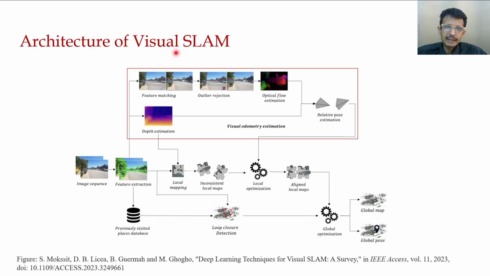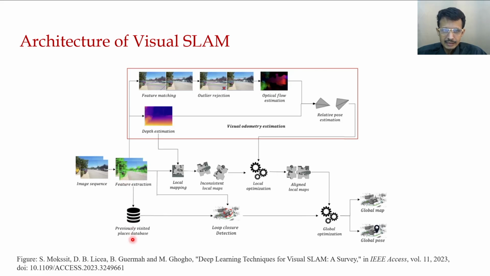Now, what is the basic architecture of Visual SLAM? As we have seen in this figure before, there are two main things: one is the front end and the other is the back end. So the image sequence is there, and the features are being extracted.